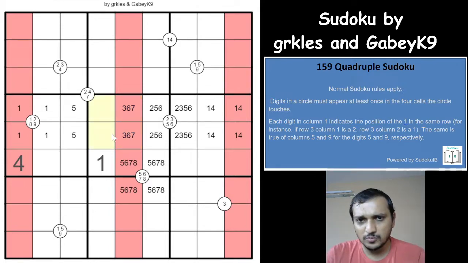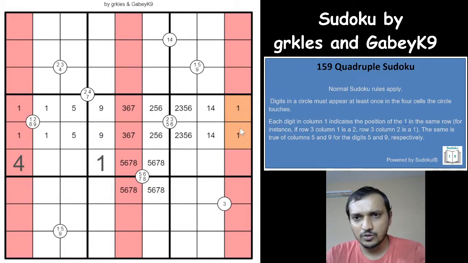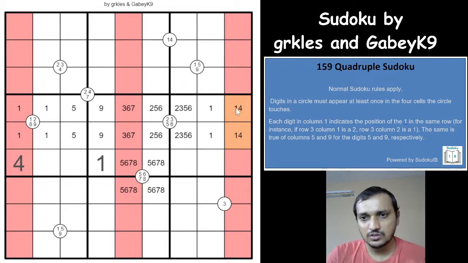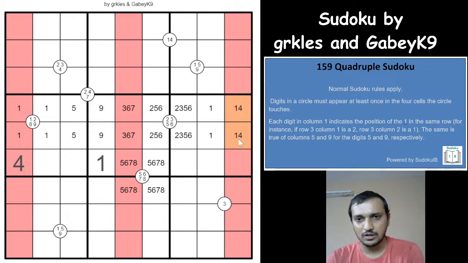So 9 would have to be in one of these 2 cells, right? Which means one of these 2 cells would have to be 4. So 4 cannot be here. 4 would have to be here, because wherever you have a 4, that indicates the position of 9 in that column. So 9 would have to be here, which means 4 would have to be here. Okay. And you have a 4, 9 hidden pair here. A 4, 9 hidden pair here.